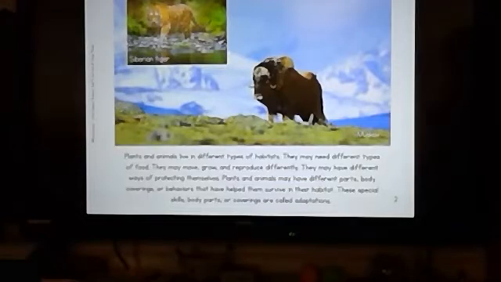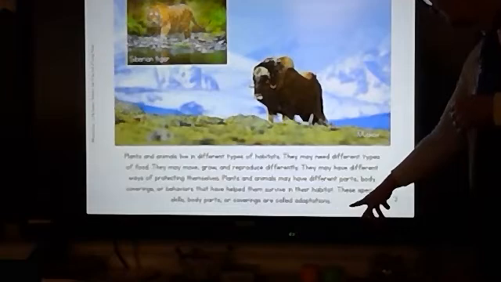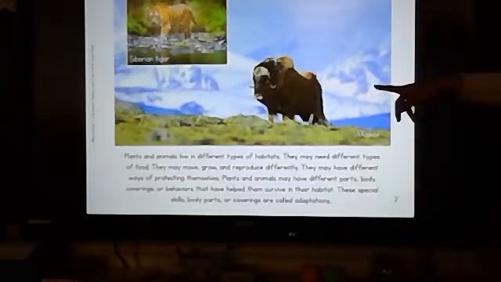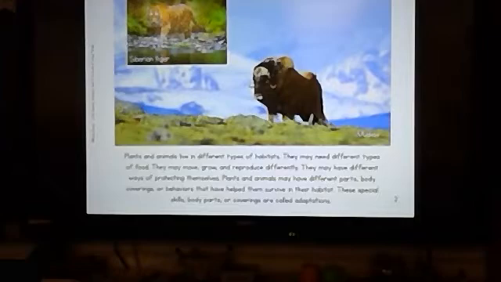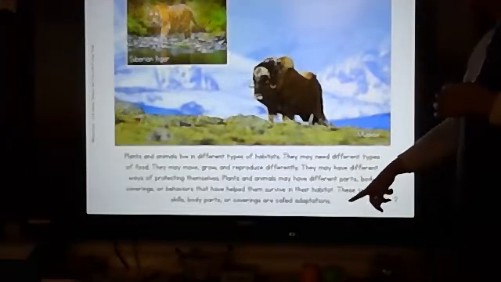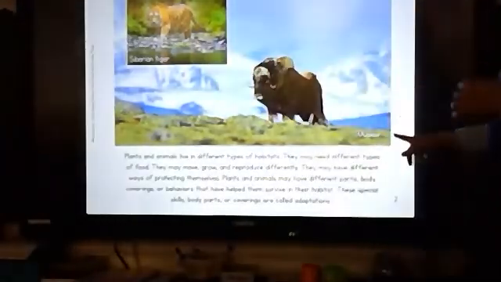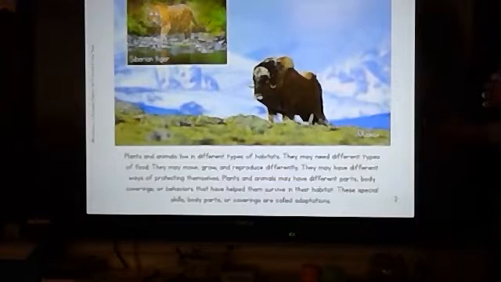These special skills, body parts, or coverings are called adaptations. So those special skills, body parts, or coverings that help them survive in their habitat are called adaptations. And we have our Siberian tiger up here and our musk ox here.